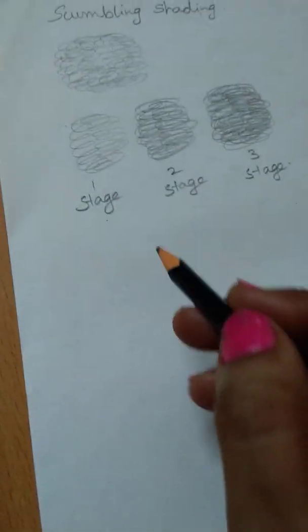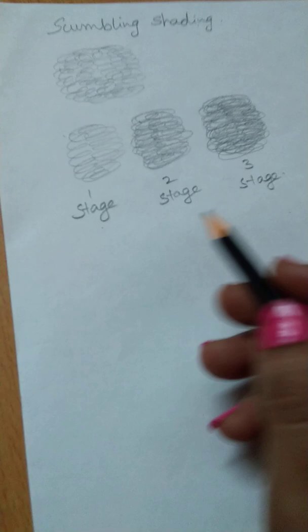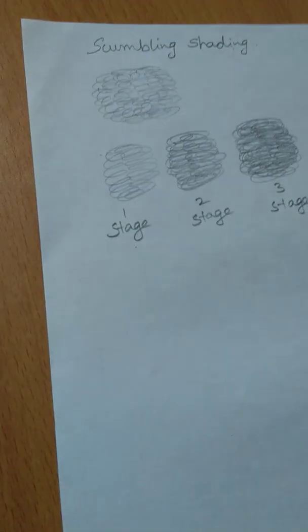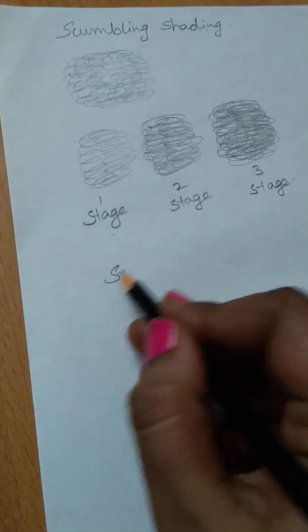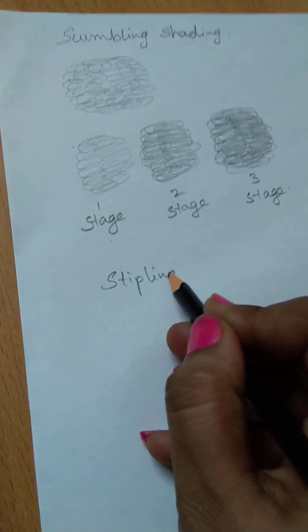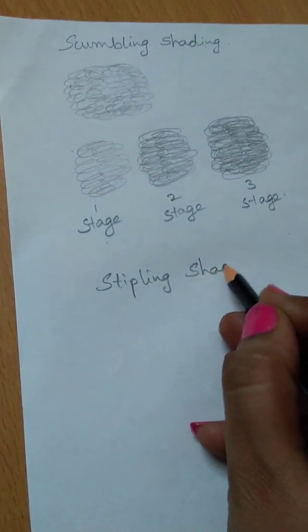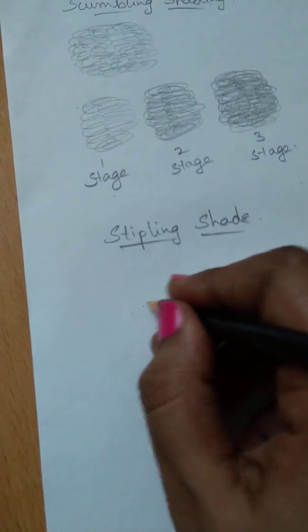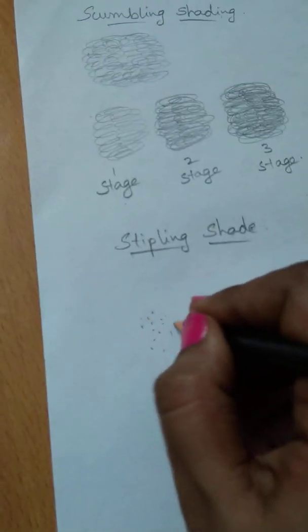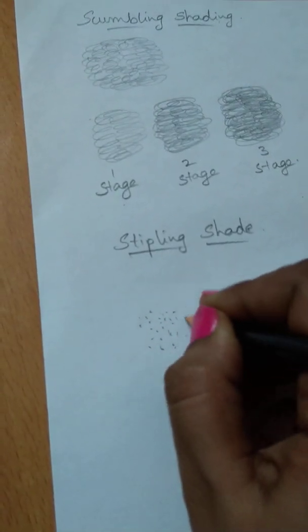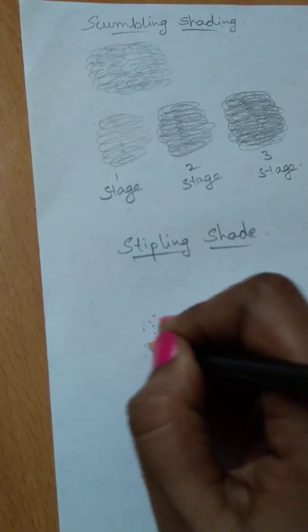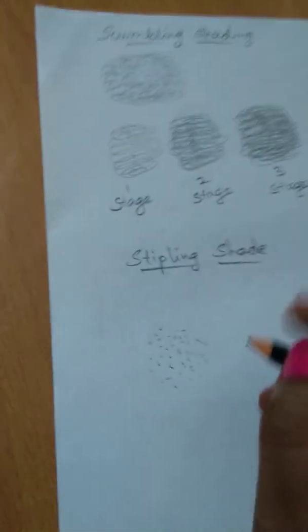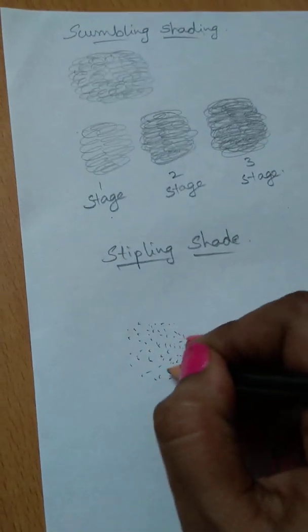And the sixth one is, this is sixth one, yes, stippling shading. What is a stippling? Yes, dots, children. Whenever doing this tapping with the pencil, the pencil lead should be blunt. Yes, the pencil lead should be blunt.